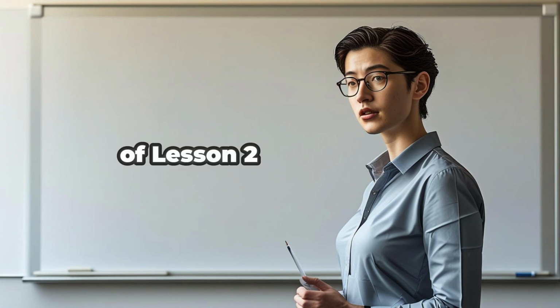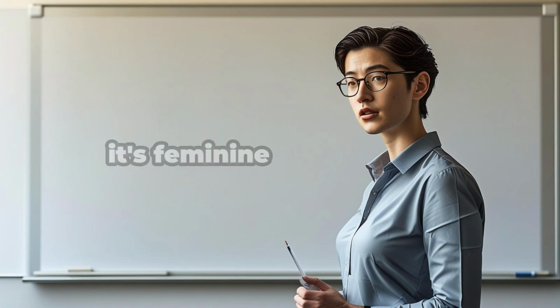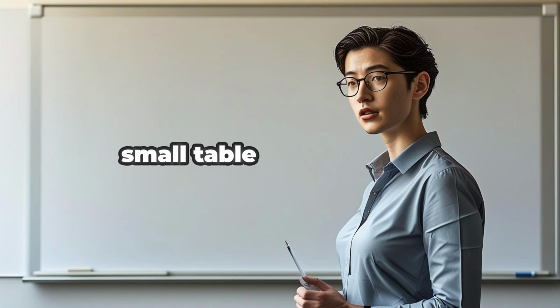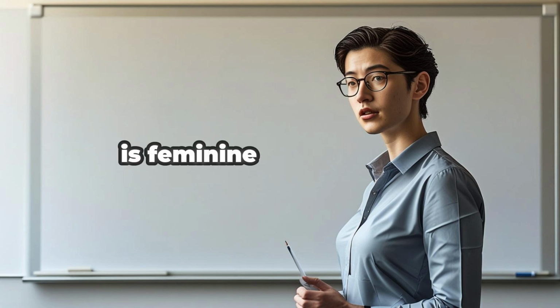The next part of Lesson 2 focuses on describing objects and people using adjectives. In Spanish, adjectives must match the gender of the noun. If something is masculine, the adjective ends in O. If it's feminine, it ends in A. For example, un libro pequeño means a small book, while una mesa pequeña means a small table. Pequeño changes to pequeña because mesa is feminine. Another example is alto for tall masculine and alta for tall feminine.